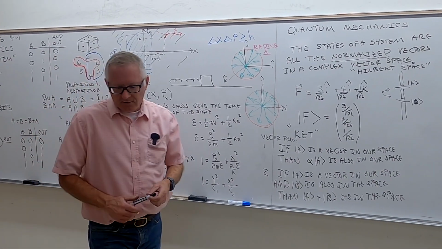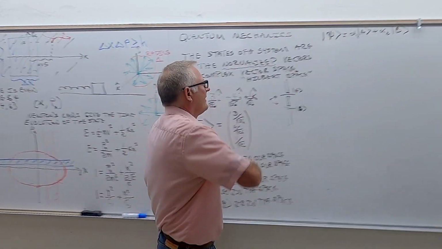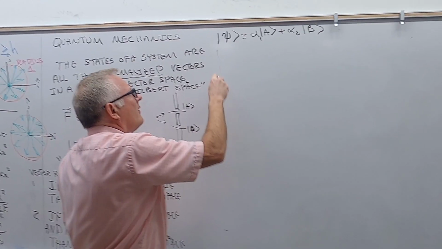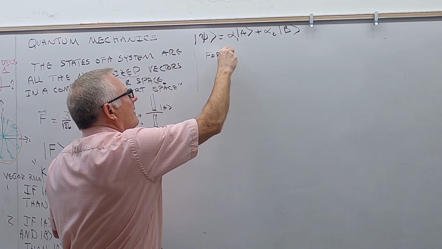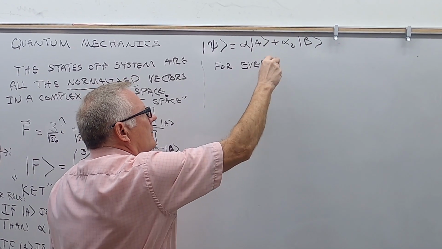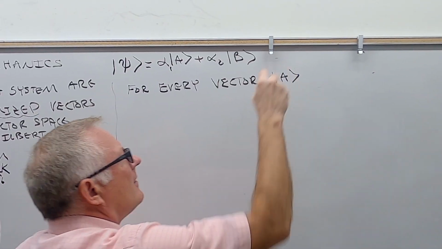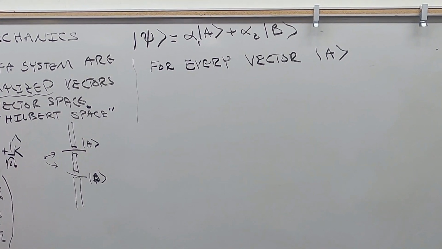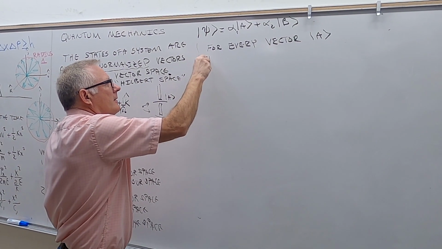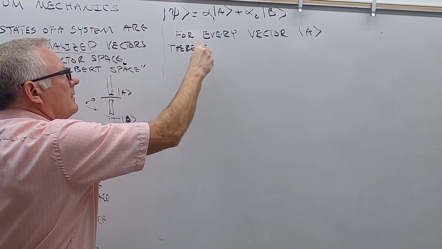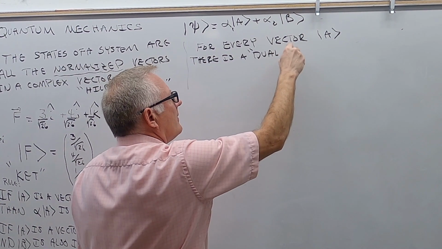Okay, so now let's look at another, I don't know if we could call this a vector rule, I think we can call it a vector rule. For every vector A, for every vector, there is another vector associated with it. We call it a dual vector. There is a dual vector.